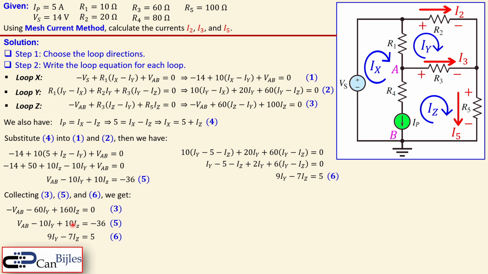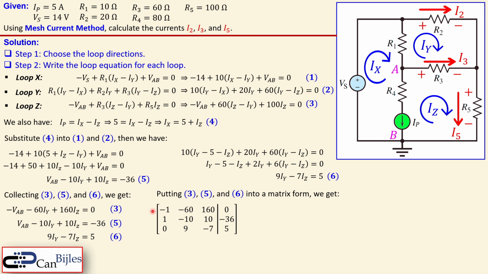Now, we can set this in an equation in matrix form. So putting equation numbers 3, 5, and 6 in matrix form, we get this. You see here the coefficients of minus 1, minus 60, and 160 in the first row, and there is a 0 after this vertical line, which is after the equation sign. There's a 1 here in the second row, and there's a minus 10 and also plus 10, and it will be then minus 36 again after the equation sign. And we have here 9, but there's a 0 here, actually 0 times VAB, that's why you have 0, 9, and a minus 7, that will be then 5, because this is minus 7.